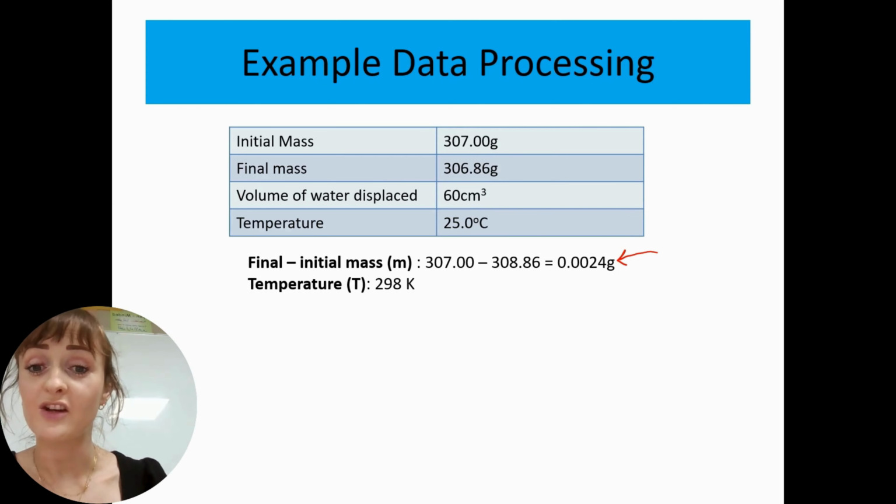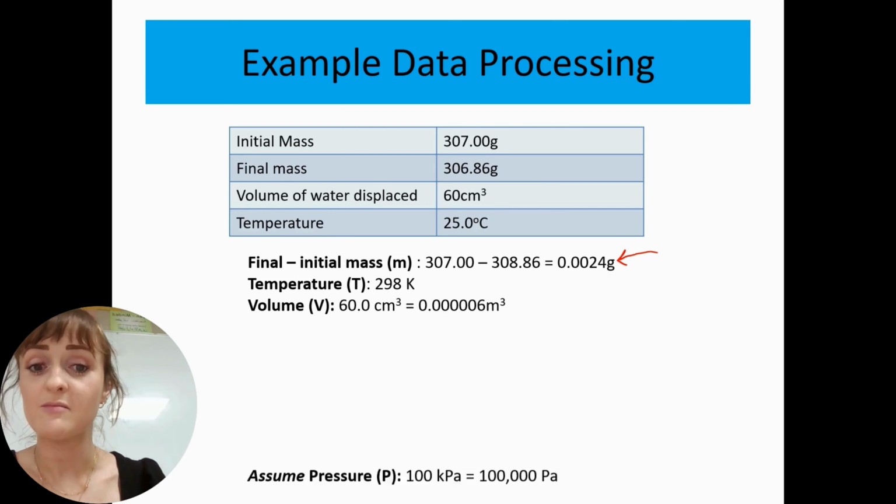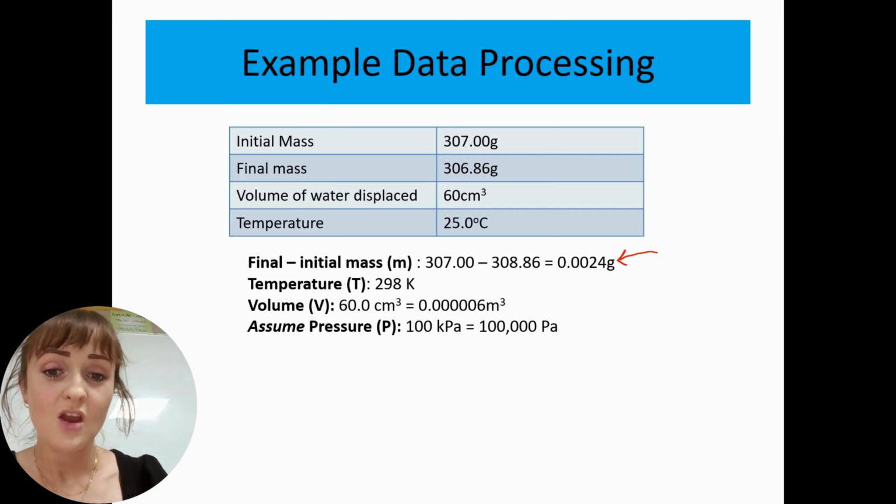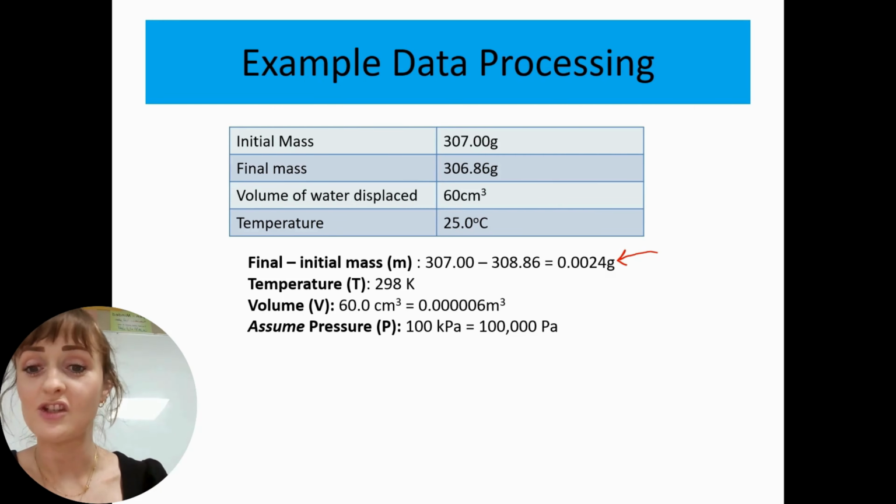Next, we need to make sure that the units that I'm inputting into PV = nRT are correct. So I convert my temperature to Kelvin, my volume to meters cubed, and my pressure in kilopascals into pascals. Note that the value for pressure is given to you in the data booklet, and this is an assumption. We can assume that the pressure at STP or at sea level is the same as the pressure in whatever environment the experiment is being carried out in.